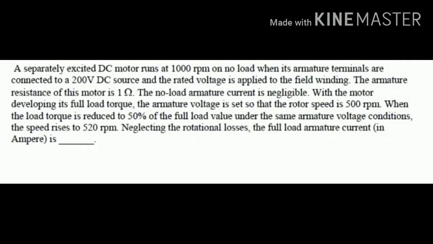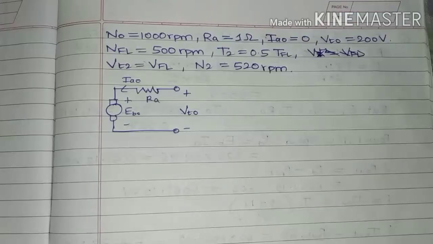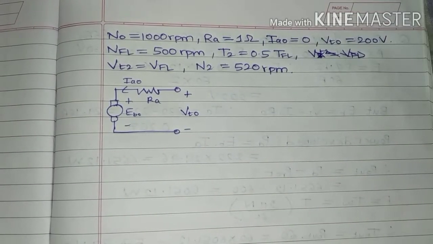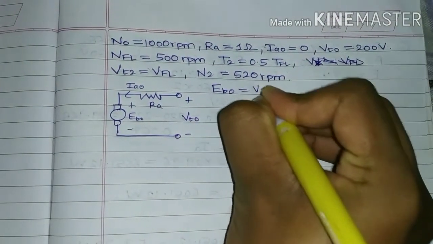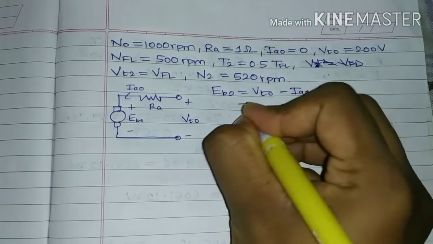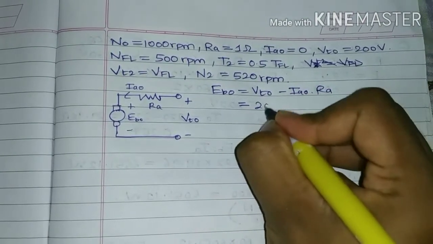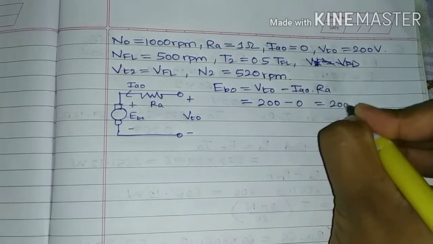In this question you have to find out the full load armature current of the motor. This is the data given in the question, where N0 is the no load speed, NFL is the full load speed, and N2 is the speed at a certain load. So now first of all I will find out the no load back EMF, which is EB0, which is equal to VT0 minus IA0 into RA, which is equal to 200 minus IA0 is 0, which is equal to 200 volts.